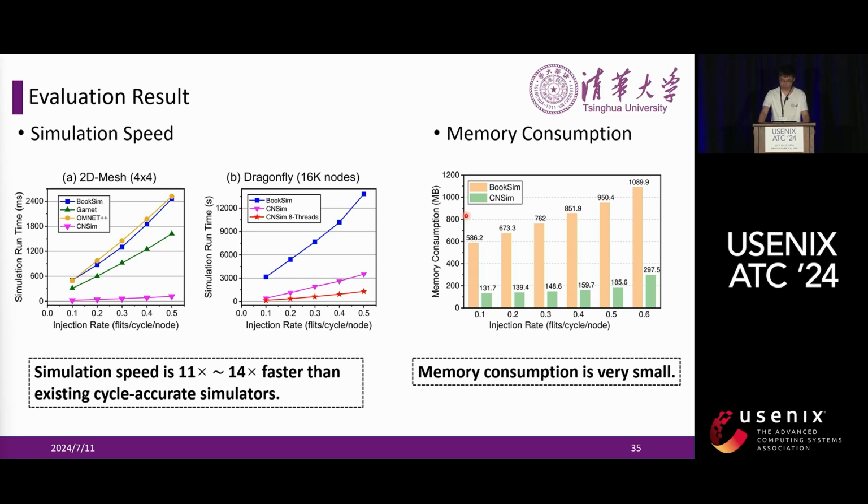Then I'd like to show some results. As shown in the left figure, the single-thread CNSIM is more than 10 times faster than any existing cycle-accurate network simulators for small-scale networks. For large-scale networks, CNSIM is originally 4 times faster than BookSim. After enabling hyperthreading, CNSIM can be more than 10 times faster. As shown in the right figure, though we cache the partial routing result, the memory consumption is still very small. This is mainly because we do not record the request used for allocation computation.